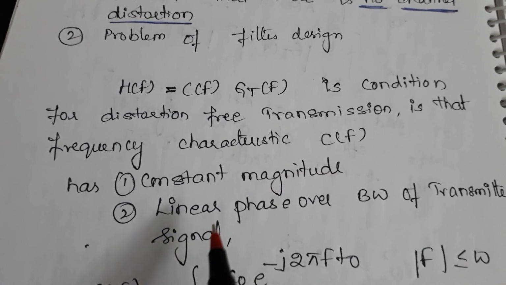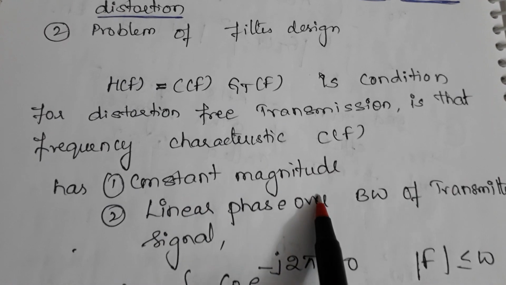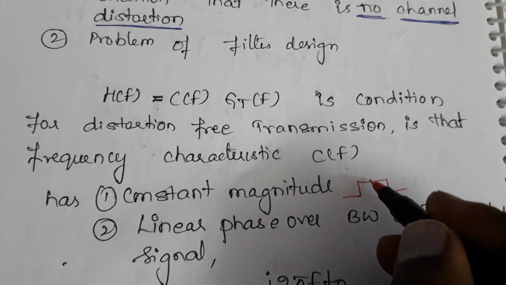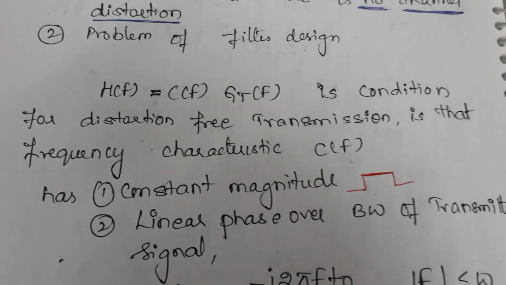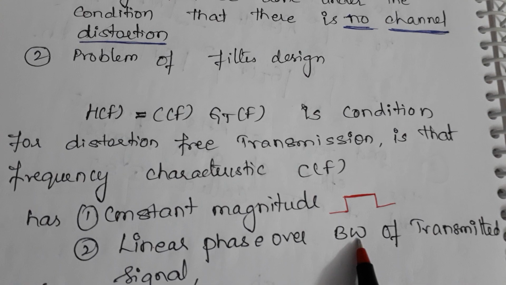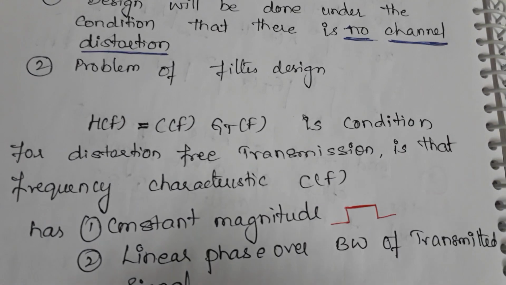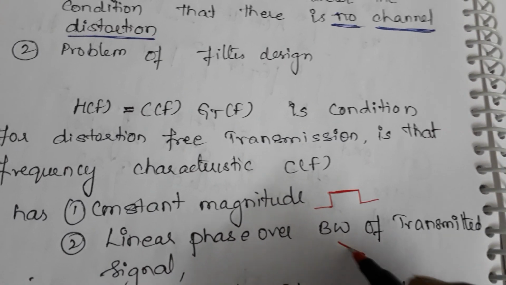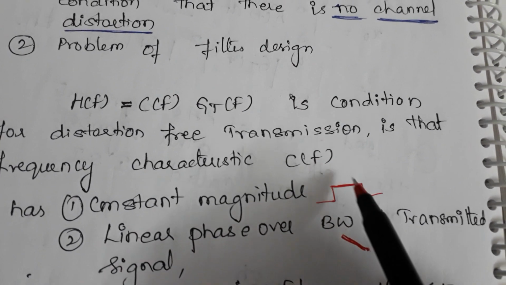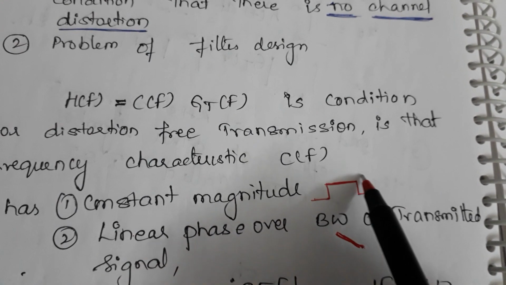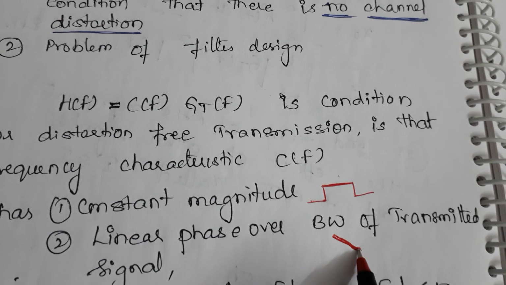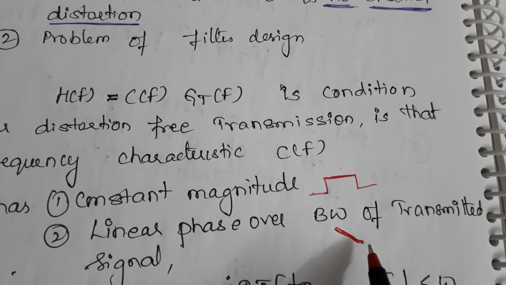So when I design a filter, what is required? Constant magnitude is required. Means what? The amplitude of the filter should be constant, and linear phase over the bandwidth of the transmitted signal. Means the variation of the phase should be linear, right? When I started this module, I have told these things. The top of the filter should be flat, and the variation of the angle should be linear. It cannot be flat.